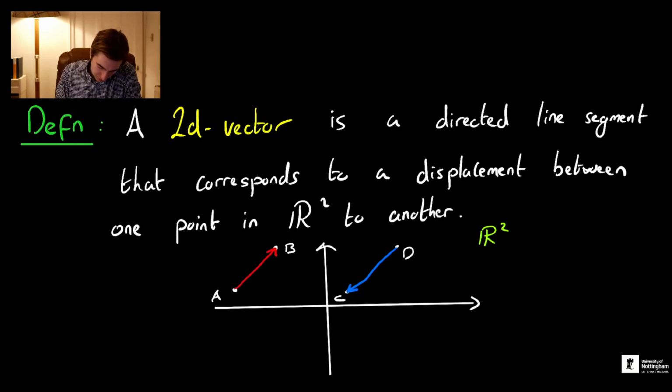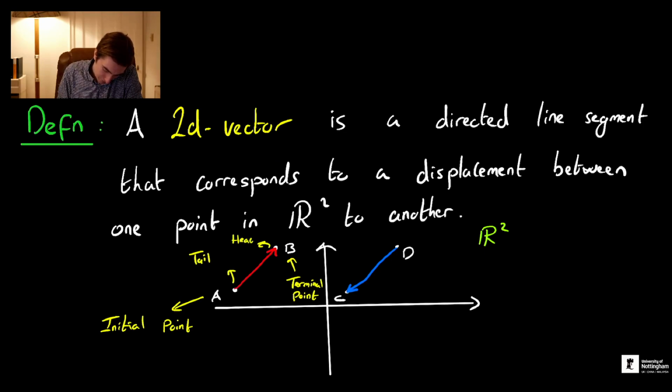And maybe we should talk about some notation now, just so we know what all of this means. So we would say that this point here, let's call the point A, is what we would call the initial point of our vector. The point B here would be our terminal point. We call the base of our vector the tail, and we call the tip of our vector the head.